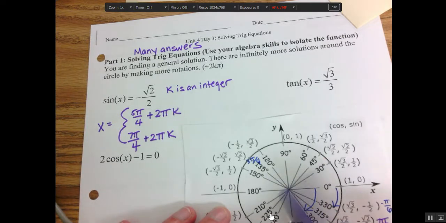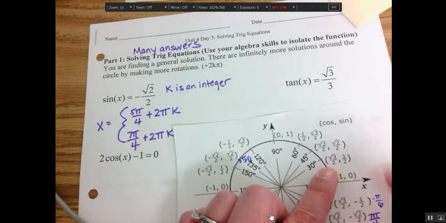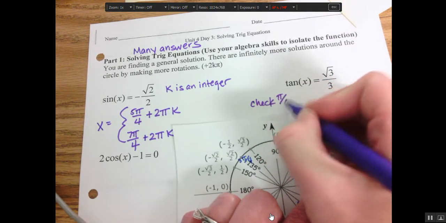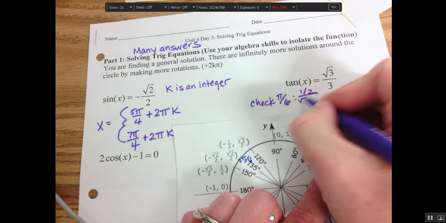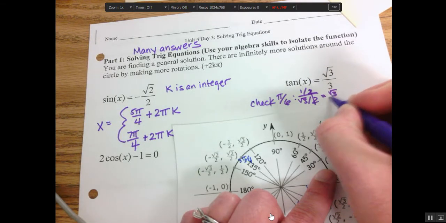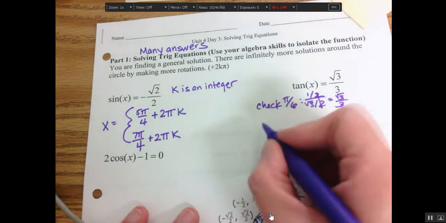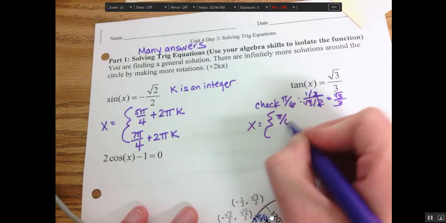Okay, 30 degrees or pi over 6. So we're going to try that one. We're going to do y over x. So check pi over 6. 1/2 over root 3 over 2. Those cancel. And if I rationalize, do I get root 3 over 3? Yeah. So that was a good one to guess. It was right. So x is going to equal pi over 6. And what's the other angle?